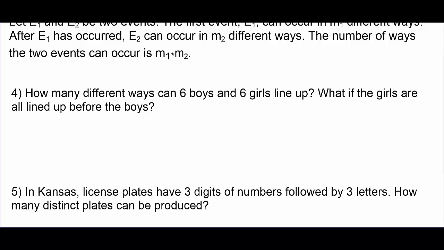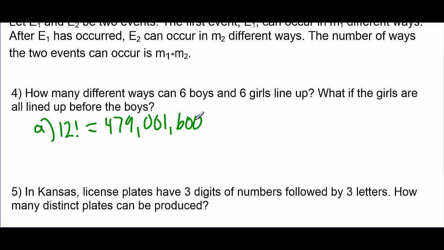Now, how many different ways can 6 boys and 6 girls line up? This is an interesting question because it doesn't seem like it'd be this huge of a number, but it's 12 people. So you have to consider that you could have 12 people lined up first, then you could have 11, then 10, then 9, then 8, and so on. And you end up with this massive number of 12 factorial, which is about 479 million and some change. Lots of possibilities.